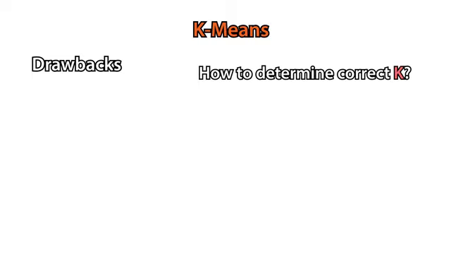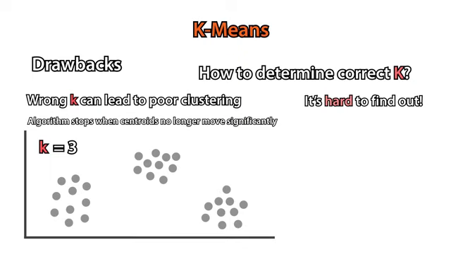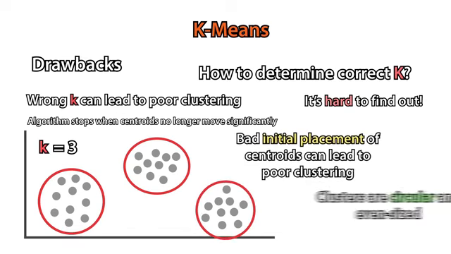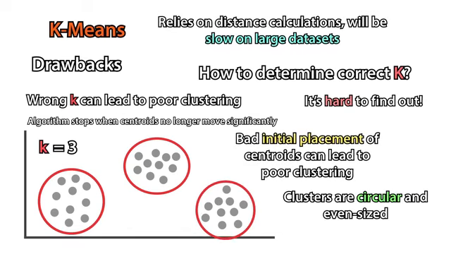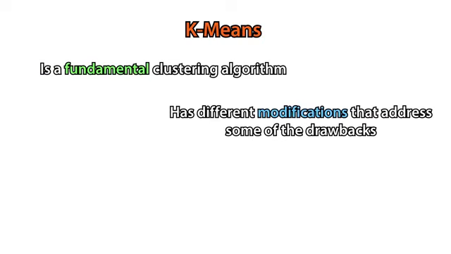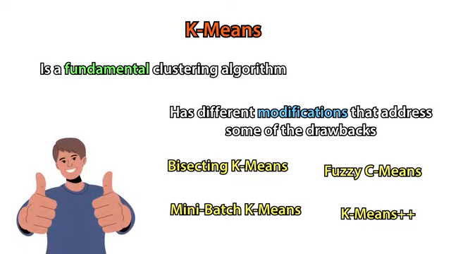While the algorithm is quite intuitive, it has several drawbacks. You need to predefine the number of clusters, K, which might not always be clear. Choosing the wrong K can lead to poor clustering. The result depends on the initial placement of centroids, which can lead to poor clustering and different results if centroids are poorly initialized. K-means assumes that clusters are circular and evenly sized. It relies on distance calculations, so for larger data sets, it may be too slow. Despite its drawbacks, K-means is foundational and has inspired many improvements to address its limitations. This is still the fundamental algorithm that everyone should know.